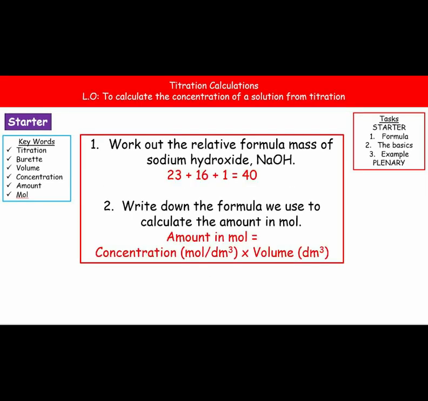Okay, so for question 1, the relative formula mass of sodium hydroxide, we just add those atomic masses together. So 23 plus 16 plus 1 gives us 40. Give yourself a tick if you got that right. And then to calculate the amount in moles, we need to do the concentration times the volume. Again, give yourself a tick if you got that right.